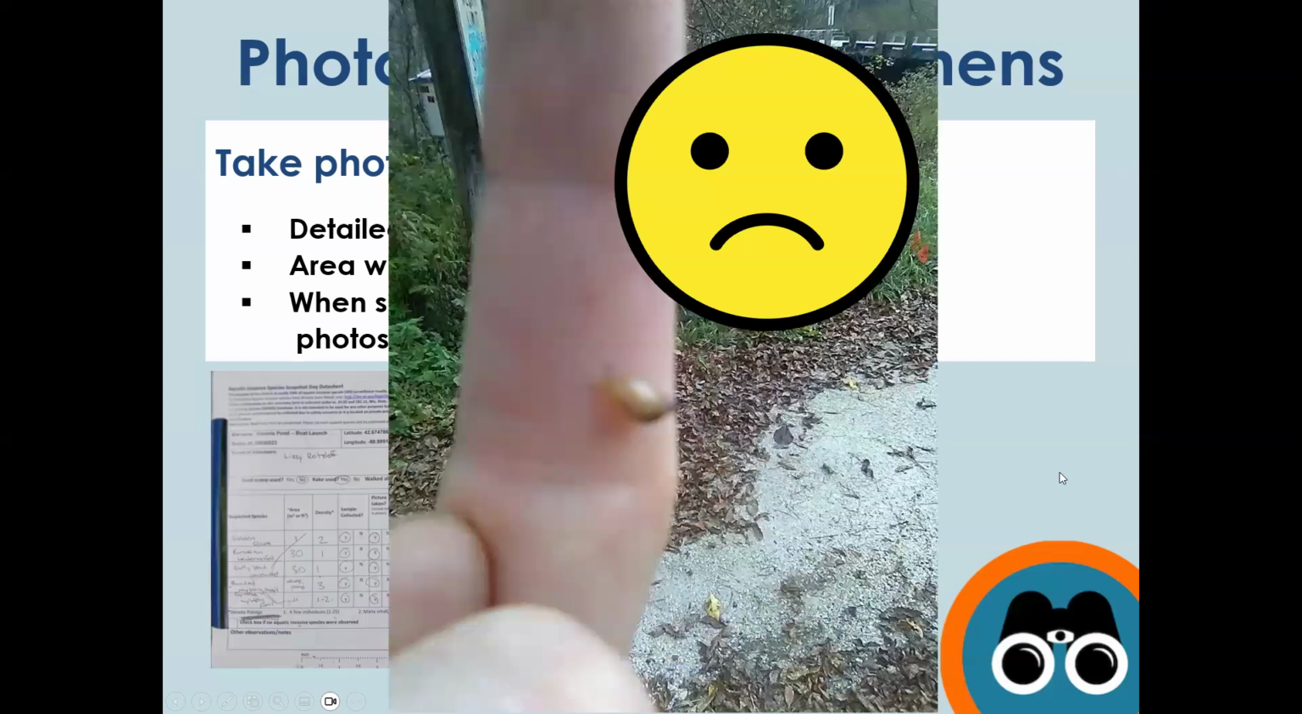This is an example of a snail picture that no one would be able to use for identification. So this person was very well intended, but looking at this snail, I can't see any of the distinguishing features of it. So we really want to make sure our pictures are in focus, or if you're able to bring a specimen, please do that.